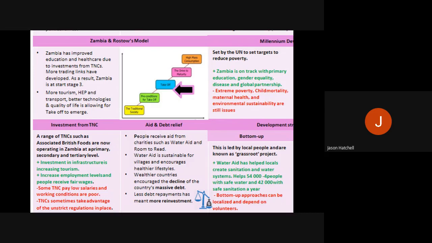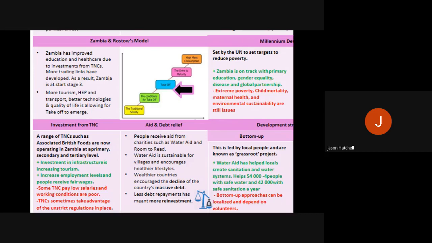And there is no difference here with Associated British Foods operating in Zambia. That does happen. And as a result there, TNCs take advantage. They take advantage of the less strict regulations in place. A company like Associated British Foods would not get away with that in the UK. They would be found. There would be audits that take place by government and different trade unions, etc., who are supposed to protect workers. Whereas in Zambia, this doesn't particularly happen, and therefore the TNC can kind of take advantage of that aspect.